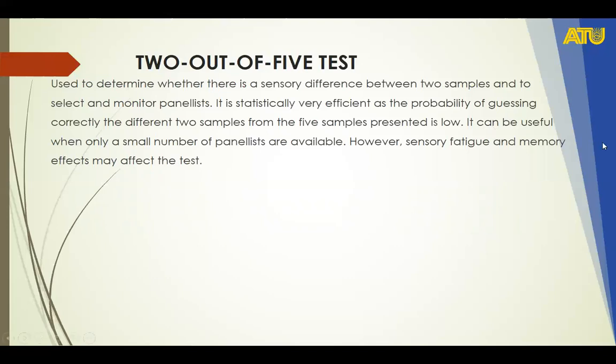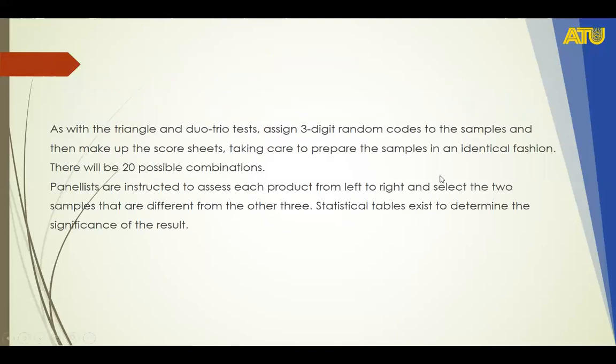As with the triangle and the duo-trio tests, assign 3-digit random codes to the samples and then make up the score sheets, taking care to prepare the samples in an identical fashion. There will be 20 possible combinations. Panelists are instructed to assess each product from left to right and select the 2 samples that are different from the other 3. A statistical table exists to determine the significance of the result.